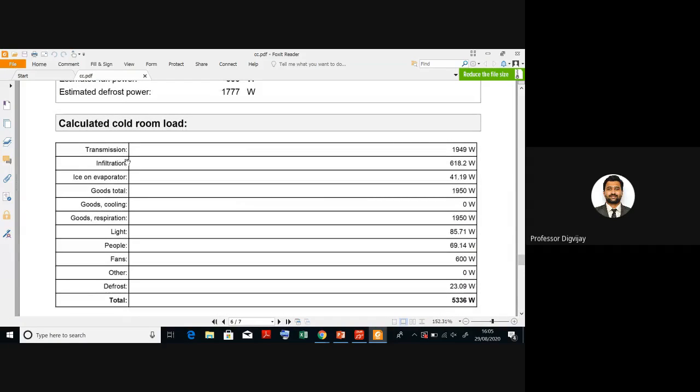Okay, so they have given these loads. Transmission load is 1.9 kilowatt. So in our case, let me go back to our calculations. Transmission load in our case was roughly 23 kilowatt hour per day. So we have calculated in kilowatt hour per day. If I divide it by 14, I know that this answer will be the same. So they have calculated 1.94. Infiltration load is given. Then ice on evaporator. Lighting load they have calculated. People load they have calculated. Fan load is calculated. Defrosting load is calculated. And total they have calculated as 5.33.